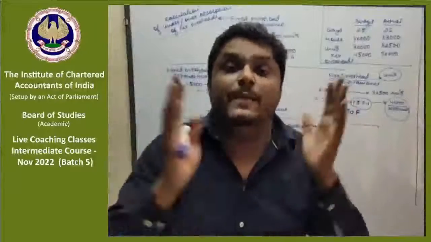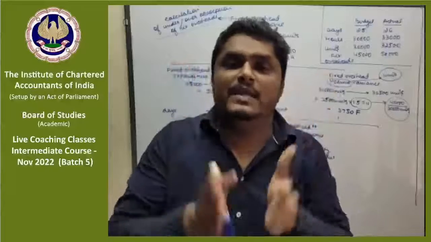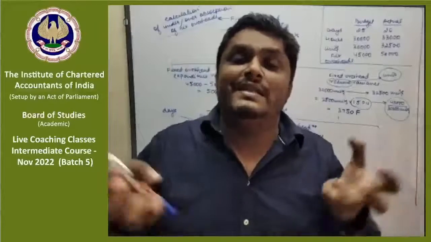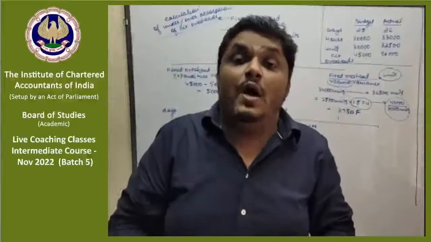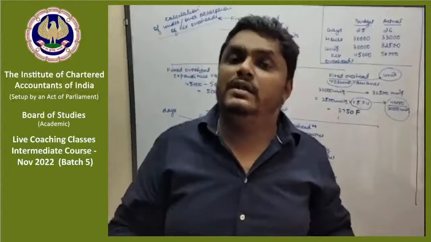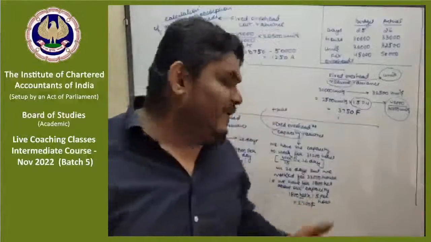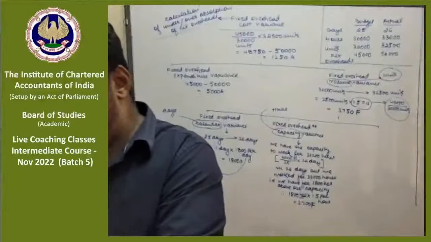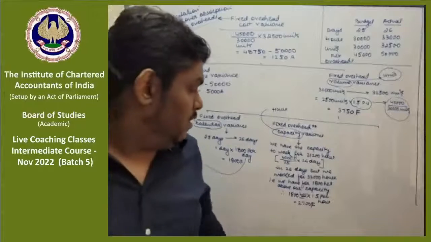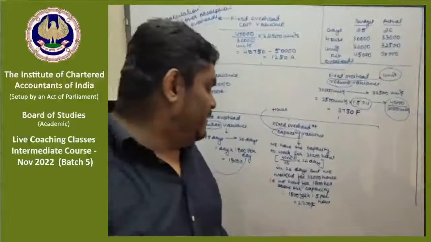Again, guys, forget about the efficiency. I'll be covering the efficiency part separately. Keep it simple. In 26 days, how many hours were we supposed to work? 31,200. In the same 26 days, how many hours did we actually work? 33,000. How many hours did we work extra? 1,800 hours. So that's why it is favorable. 1,800 into 1.5 is how I got 2,700.